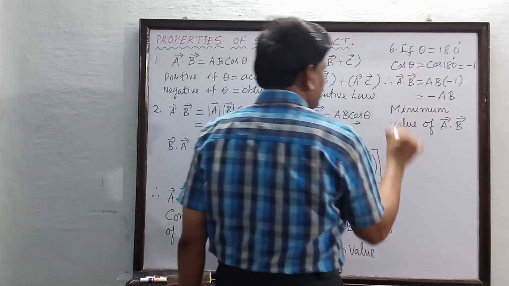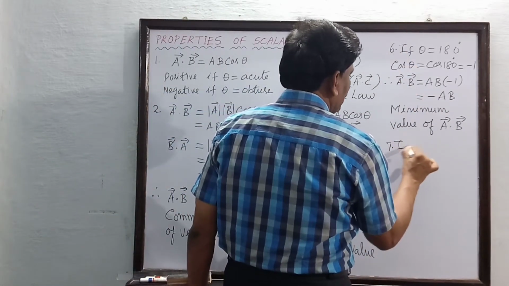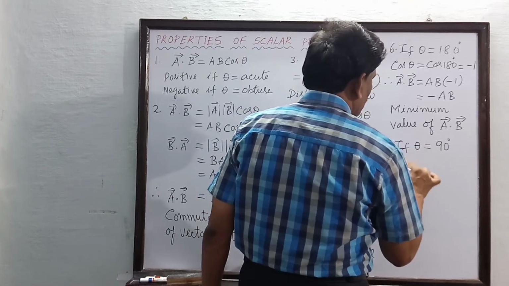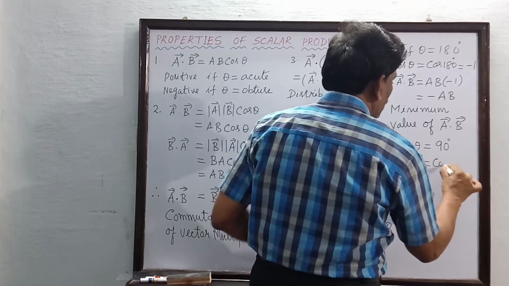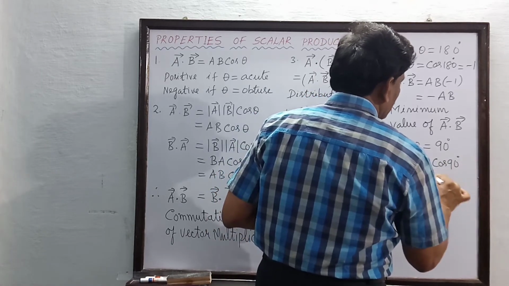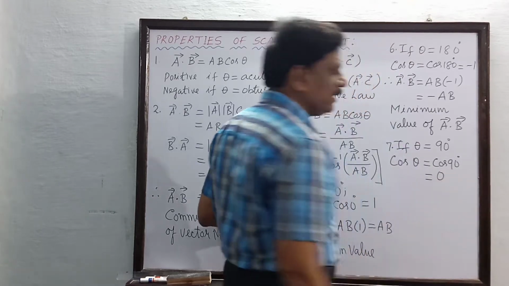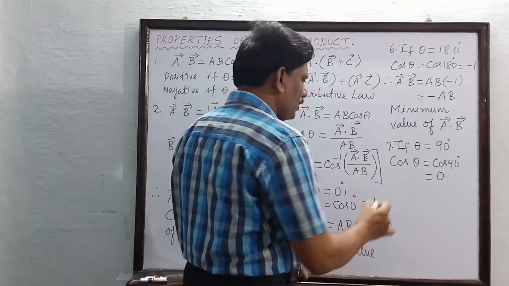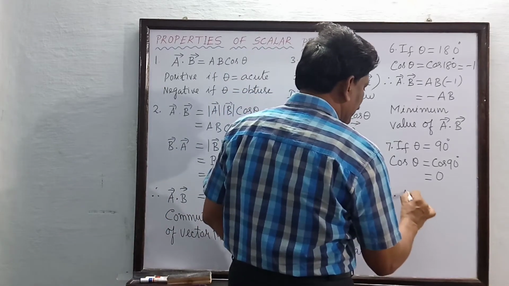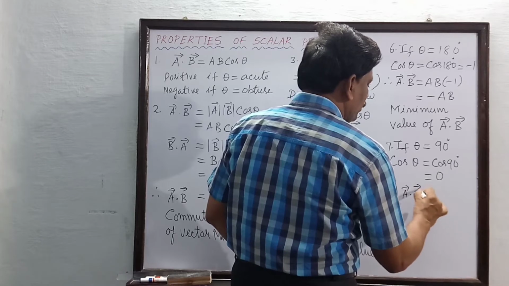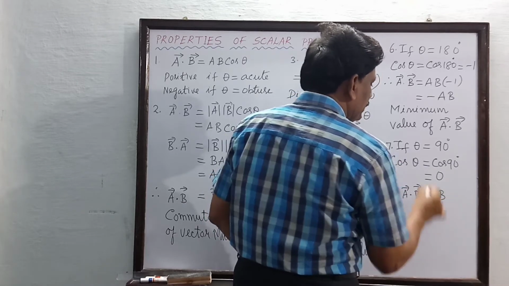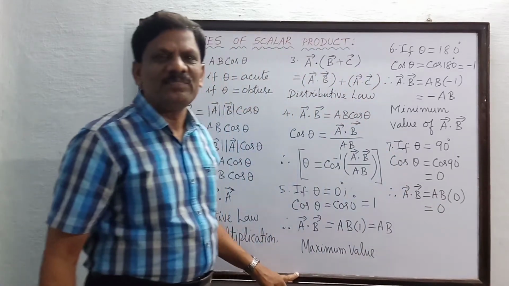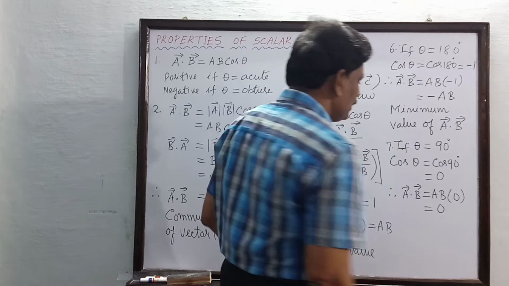And now the next is property number 7. If theta is equal to 90 degree, so cos theta is now equal to cos 90. Okay. So cos 90 is equal to what? 0. When two vectors are perpendicular to each other, then the dot product A dot B is equal to A B into cos theta, which is 0. So that is equal to 0. Is it not? Therefore, A dot B is equal to 0.